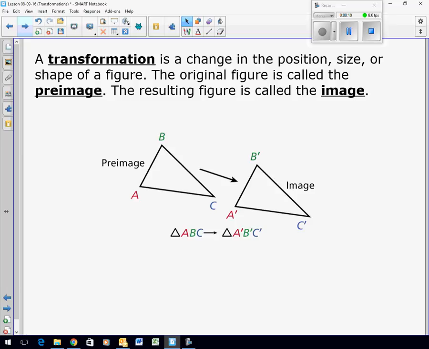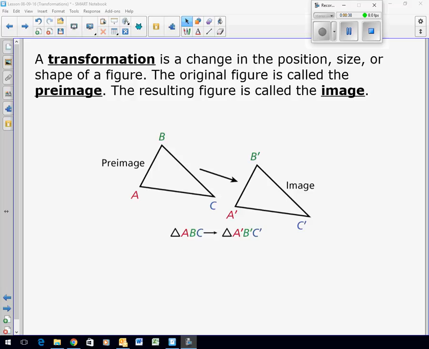What is transformation? Transformation is a change in the position, size, or shape of the figure. The original figure is called the pre-image. The resulting figure is called the image. Okay? We'll talk more about it in just a second to make sure we've got all this down.